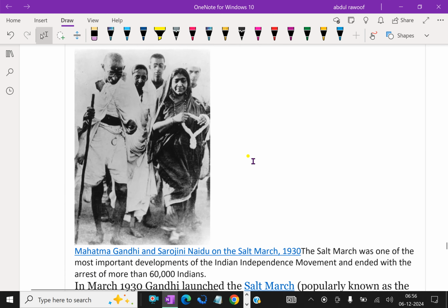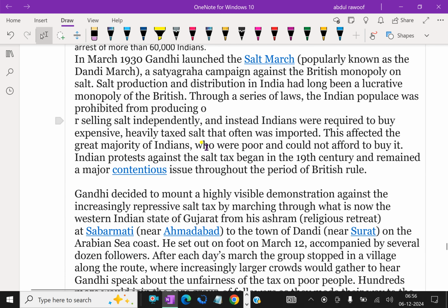The Salt March. In 1930, Gandhi launched the Salt March, popularly known as the Dandi March, a satyagraha campaign against the British monopoly on salt.